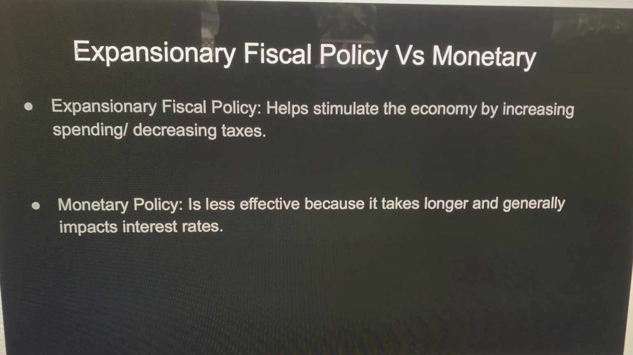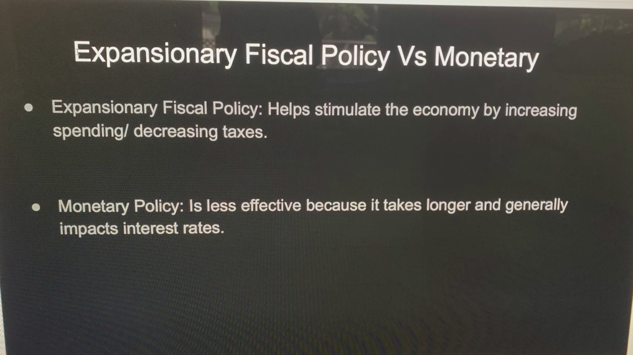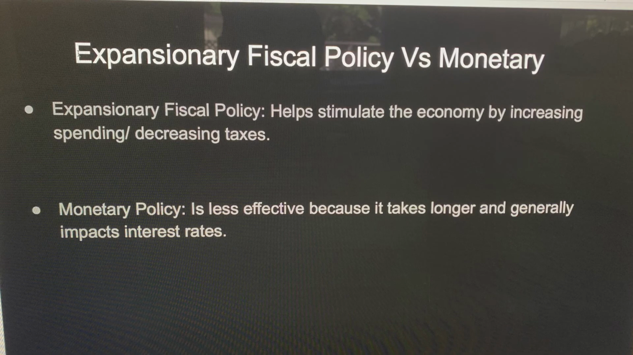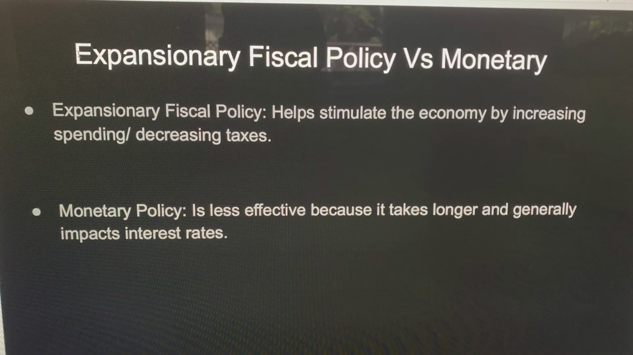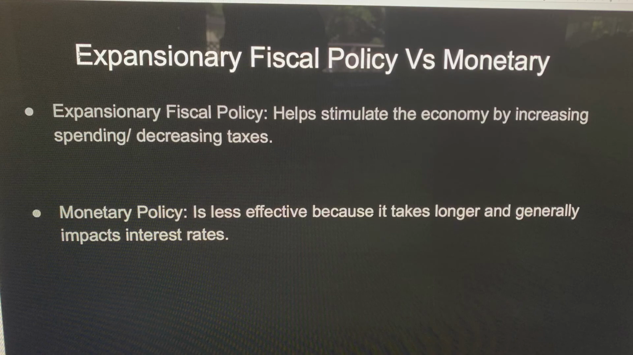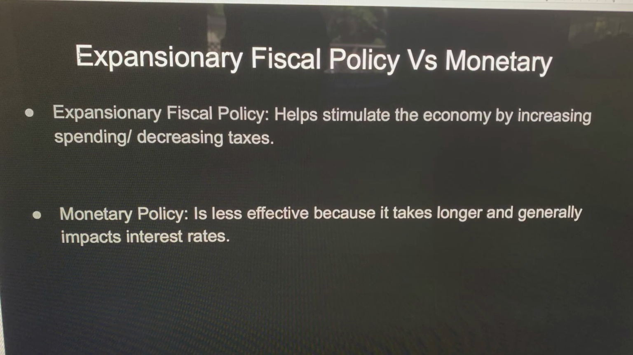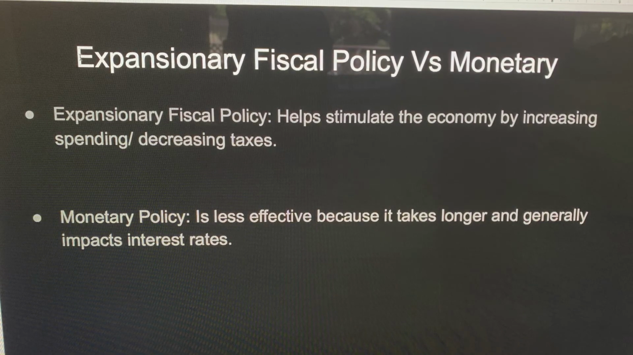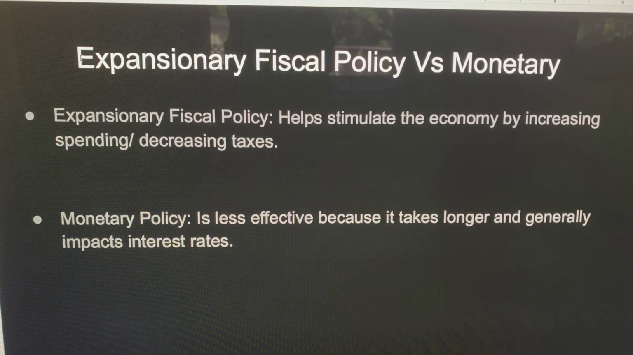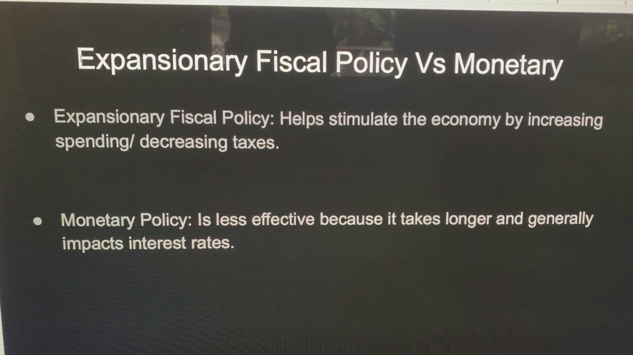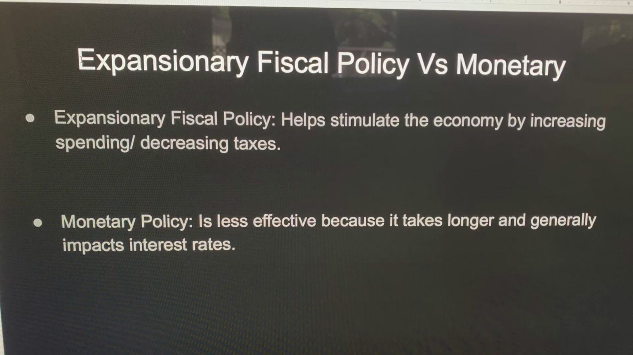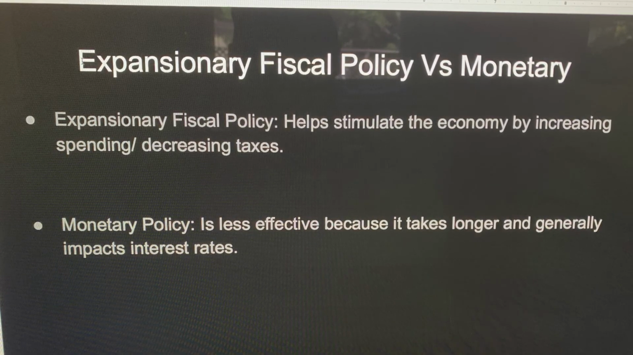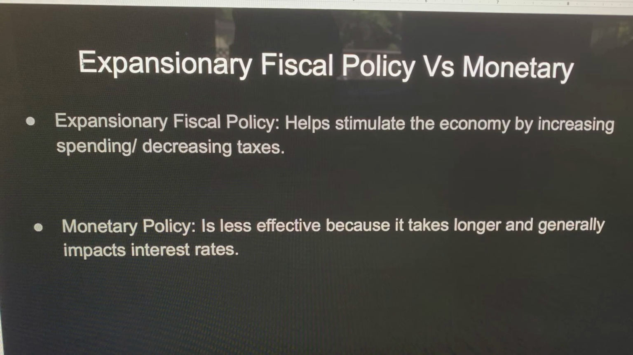Okay, so now I'm going to talk about what I believe is better for the economy: expansionary fiscal policy versus monetary policy. So I think that expansionary fiscal policy would be better to help us get out of the recession. Expansionary fiscal policy helps by stimulating the economy by increasing spending and/or decreasing taxes. And monetary policy is also good for implementing to help stimulate the economy, but I think that it is less effective because it takes longer and it usually impacts interest rates.